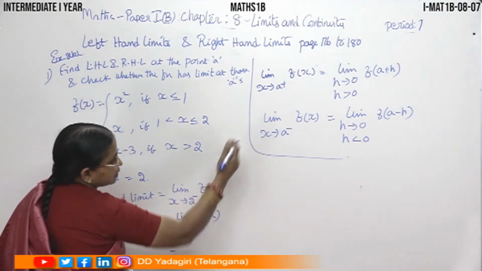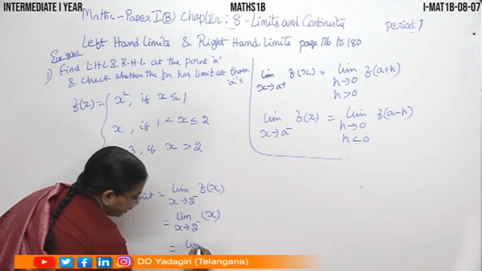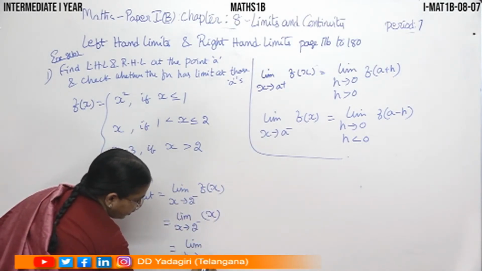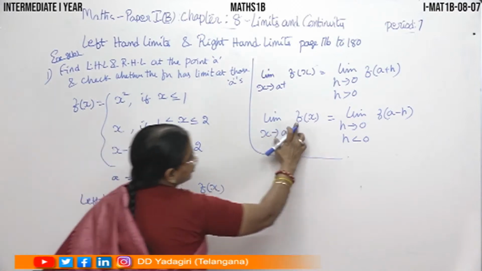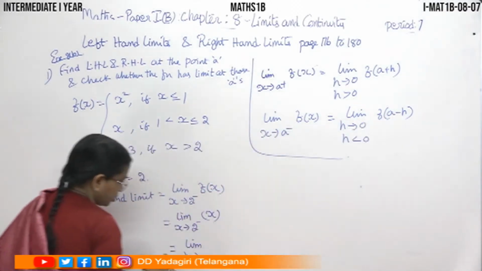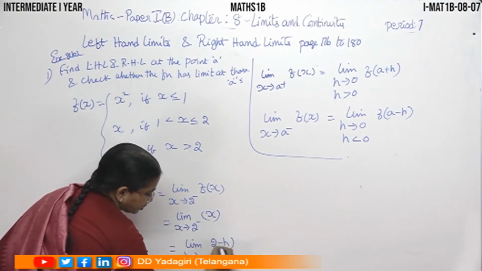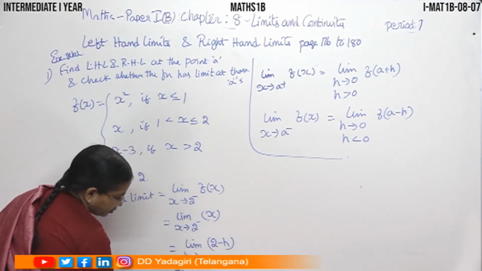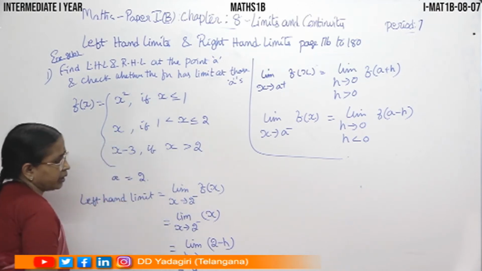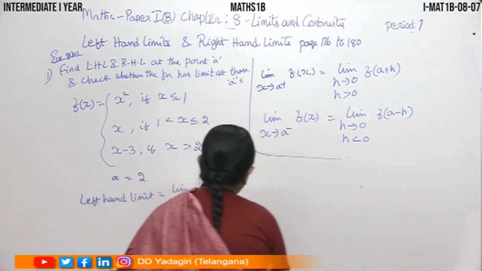Okay, now use this definition. What is it? Limit h tending to 0 of x. In the place of x, what should I write? A minus h. What is a? 2. So I should write 2 minus h. So substitute h as 0. So the limit value is 2. Like that. Okay, now we'll take right hand limit.